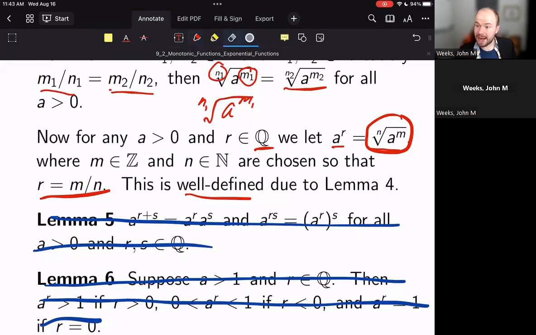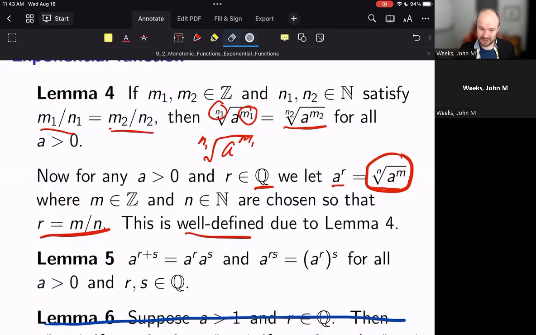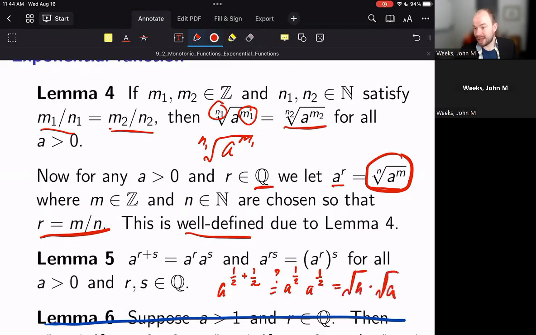Now, the reason that we end up writing things in this way is that lemma 5 tells us that the same two properties hold whenever I'm looking now at not just integers, but rational numbers as my powers, right? So you can check this, for example, by taking a look at something like a to the 1/2 plus 1/2. We are claiming that this is a to the 1/2 times a to the 1/2, which is the square root of a times the square root of a. If you multiply these two things together, you get a, which is a to the 1, which we've defined to be a. So that does end up working. That gets us what we need. So it's all kind of motivated by these two conditions here.